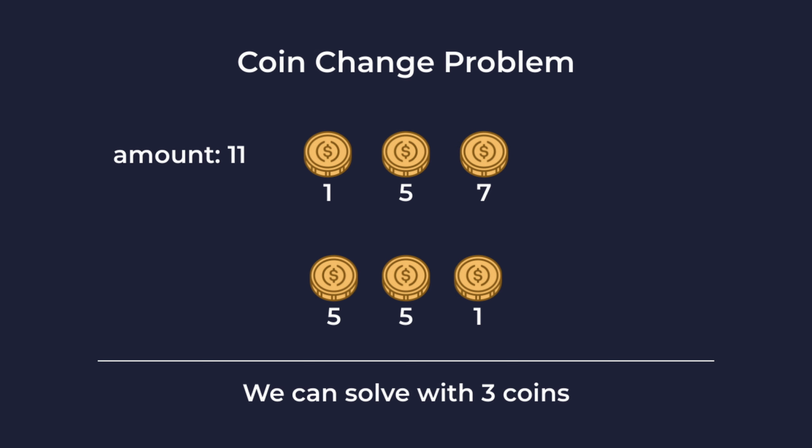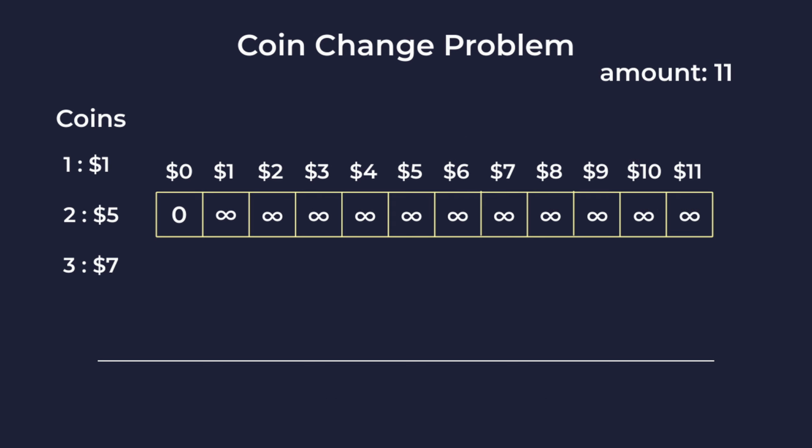That's why we use dynamic programming. Now let's see how it works. We initialize an array from 0 to the target amount, which is 11. Each index represents the minimum coins needed to make that amount.